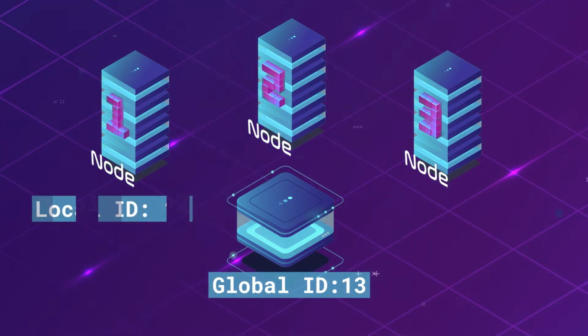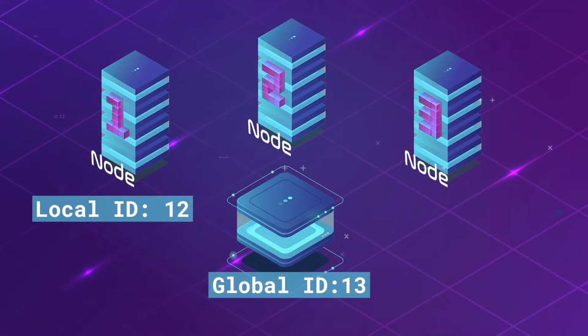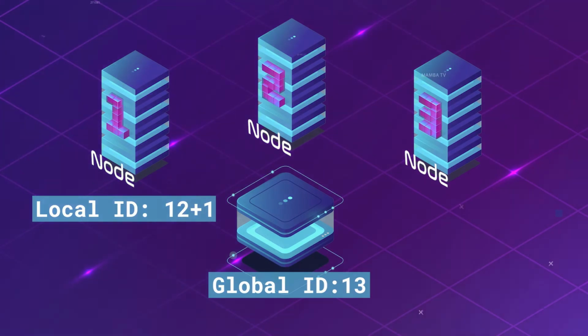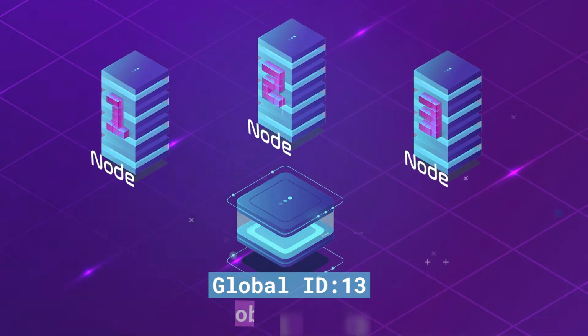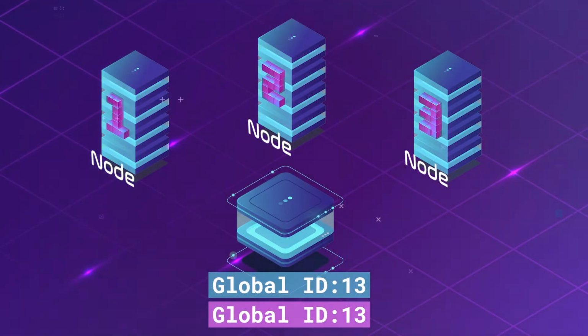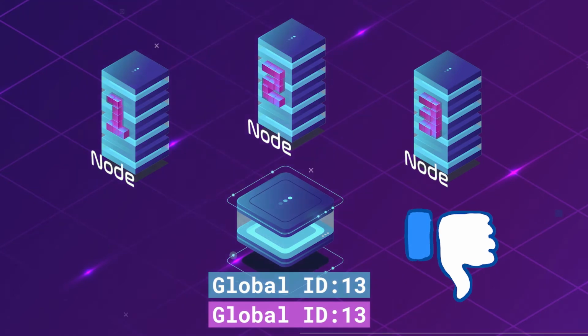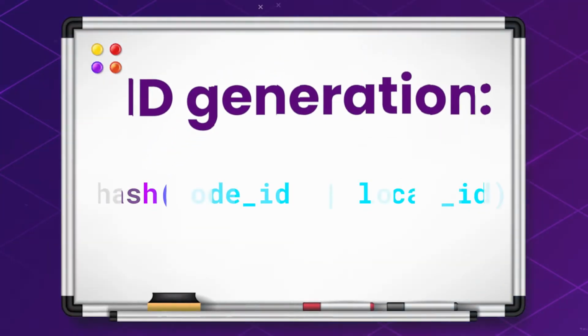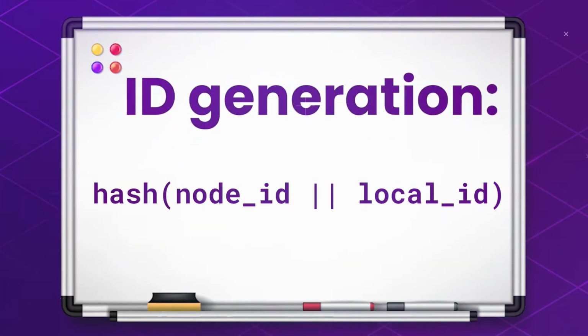Now we have the first node trying to save a row with ID 12. We add node ID to it. 12 plus 1 also gives us 13. Now we store it in shared data storage. We have created ourselves two different rows with the same ID. Not cool. An alternative approach would be to concatenate our numbers and use a hash function, but that could still give us a possibility of collisions.